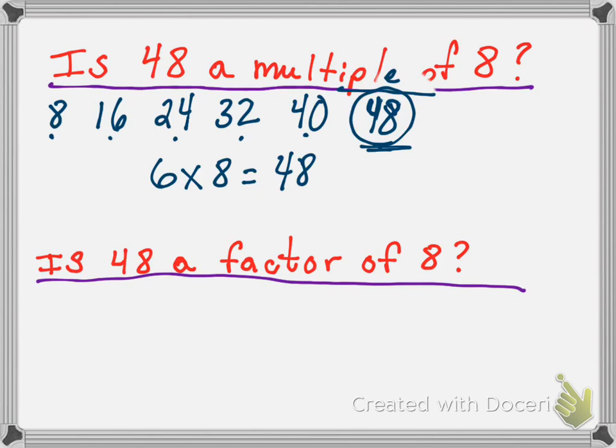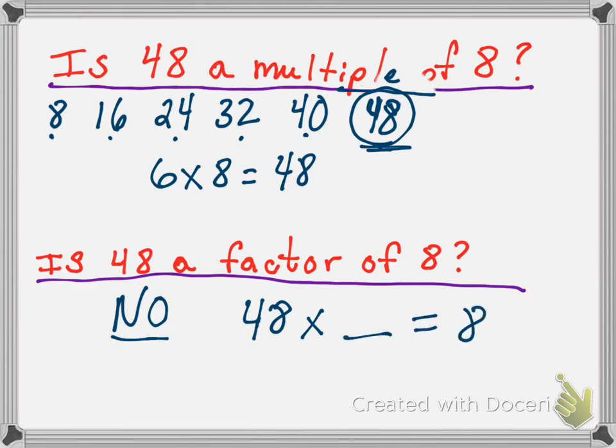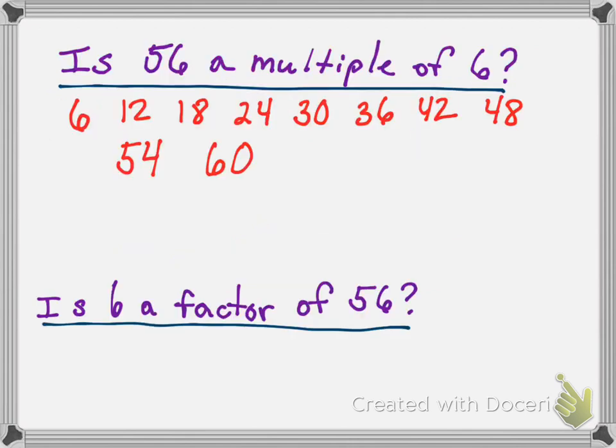But the next question says, is 48 a factor of 8? No. 48 is a multiple of 8 because 48 times something does not equal 8. There's nothing that we can multiply with 48 to get 8. So 48 is not a factor of 8. It's only a multiple of 8.